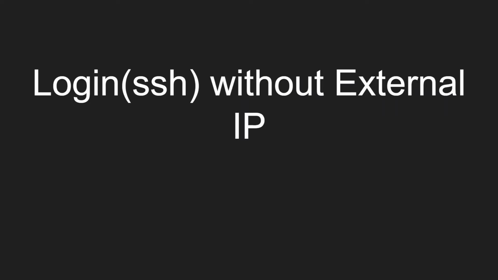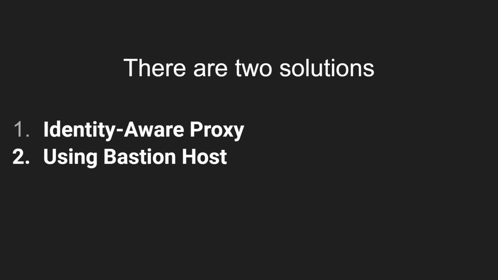Hello all. In this video, we are going to see how we can log in or SSH into the GCP VM without external IP. There are two possible solutions to do it. One using IAP, that is Identity Aware Proxy. Second using the Bastion host. In this video, we are going to see in detail the first method, that is IAP.